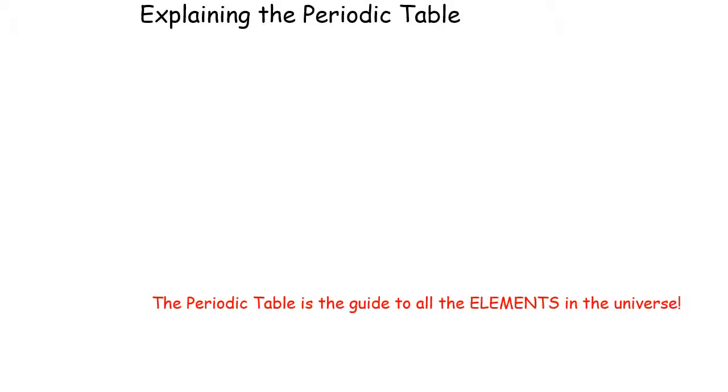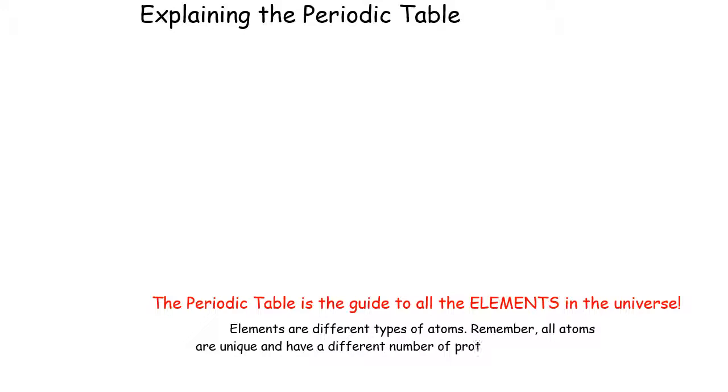Now you might be asking, what is an element? The words element and atom are basically interchangeable. Element, though, refers to a specific type of atom. So elements are different types of atoms. Remember that all atoms are unique and have a different number of protons.